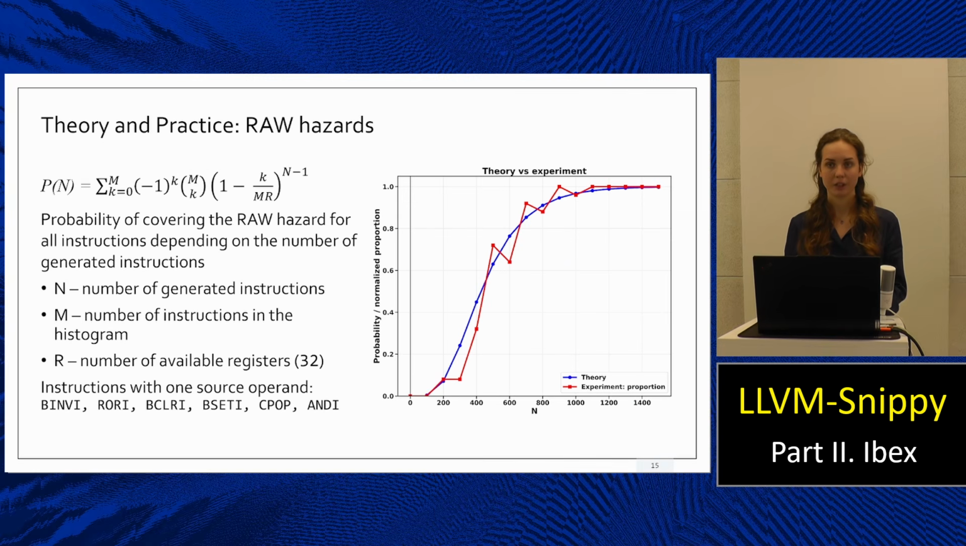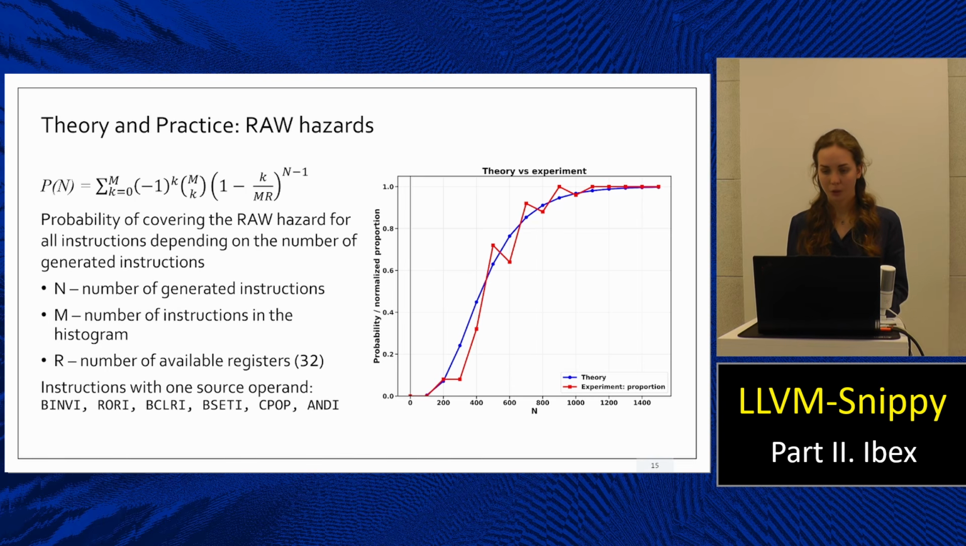Now let's estimate this probability. For the experiment, we take a small set of instructions with one source operand. You can see the list of them at the bottom of the slide. The task is to generate a test and check whether a read after write hazard occurred for each instruction in this set. We need coverage not just of one dependency somewhere, but of all operations from the histogram.